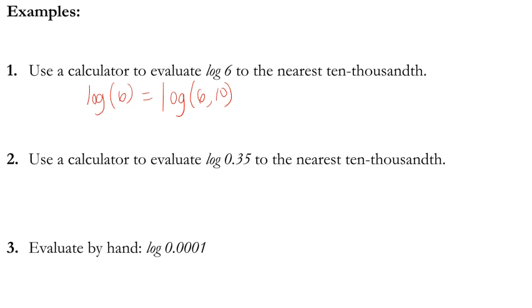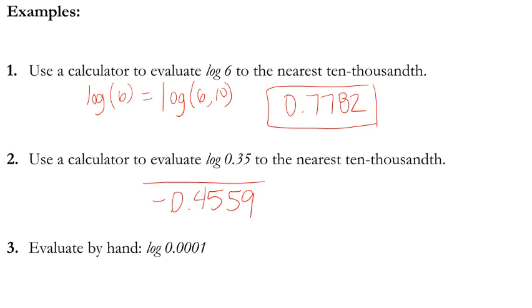Okay, so for number 1, you should get 0.7782 if we're rounding to the nearest 10 thousandths. For number 2, the log base 10, even though it doesn't say a 10 there, it's base 10. Log base 10 of 0.35, you should get out negative 0.4559. So just double check on your calculators that you got that correct. And then you should be good to go with those, okay?